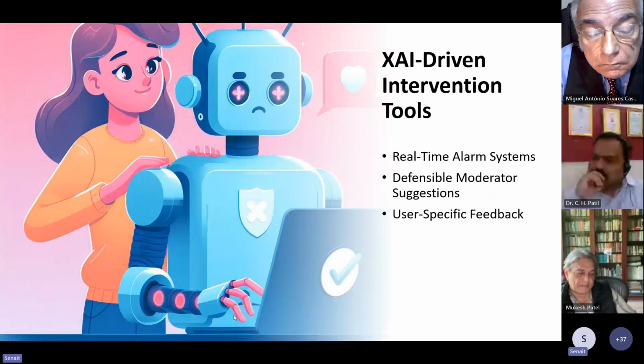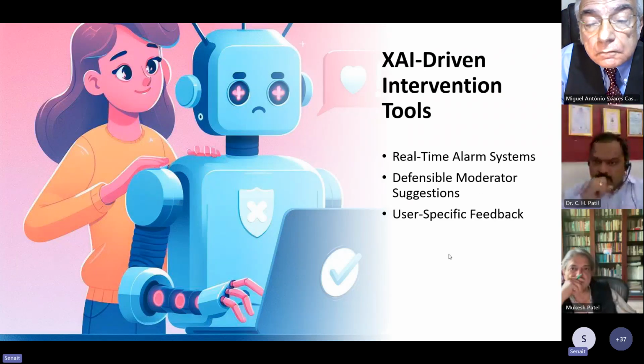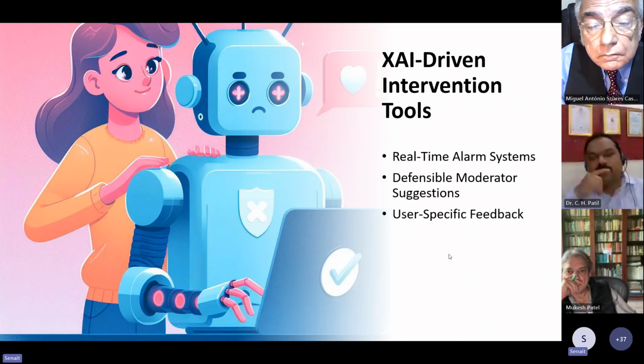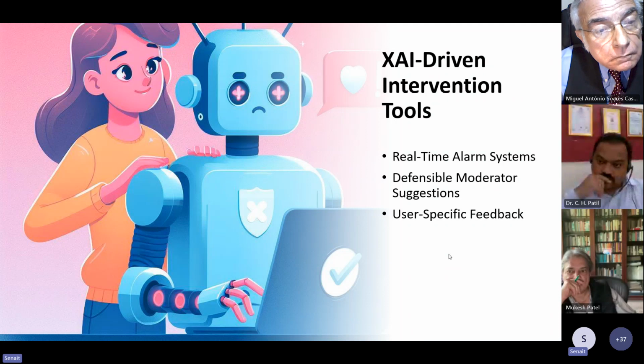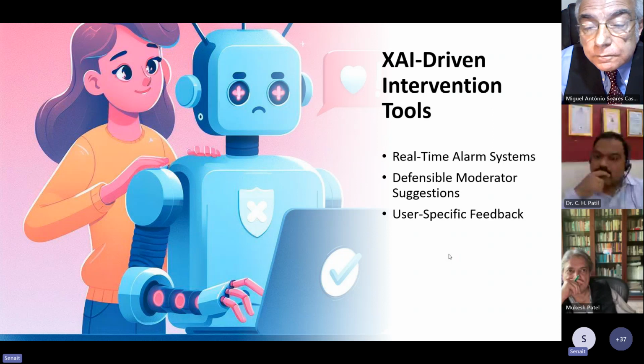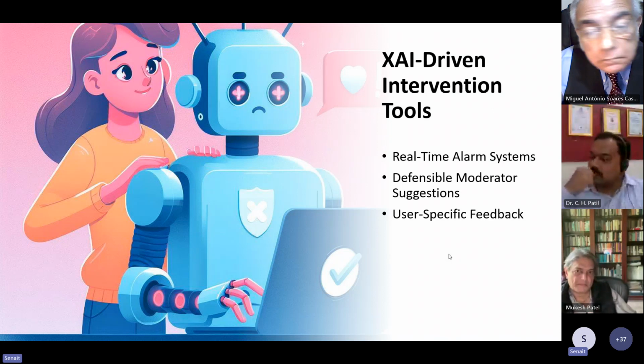XAI-driven intervention rules: the ability of XAI to provide clear and interpretable explanations for its decisions is crucial in a sensitive application like cyberbullying detection and prevention. It not only aids in immediate detection and intervention, but also contributes to the education and awareness of the users involved, potentially leading to a reduction in cyberbullying incidents over time.